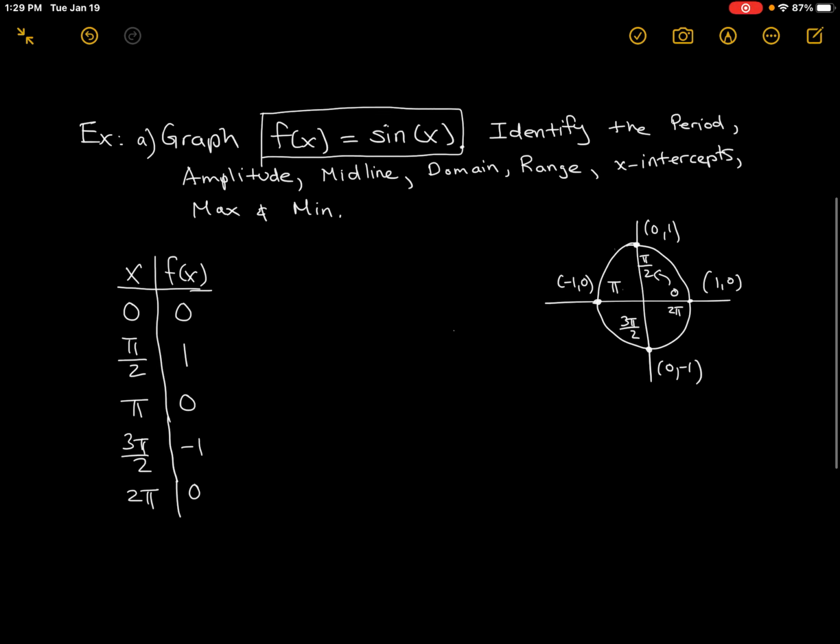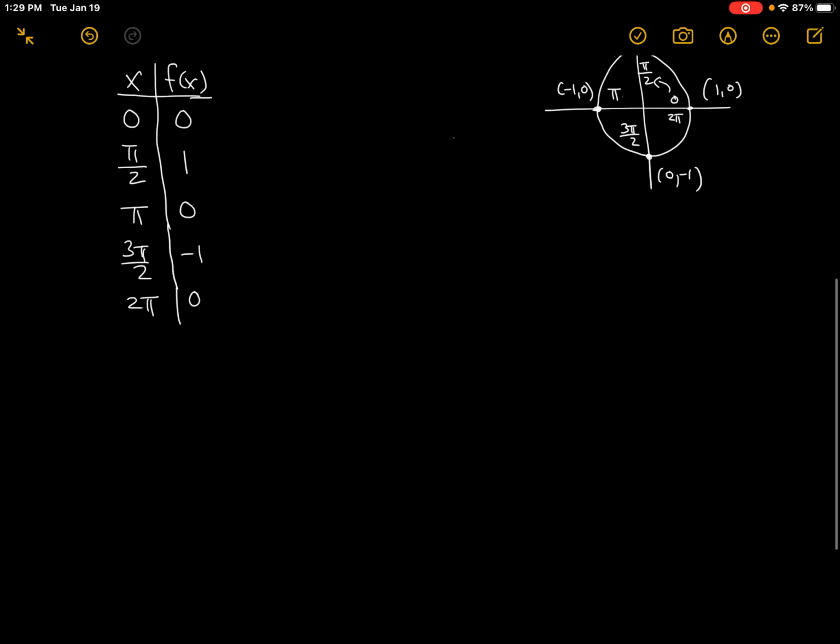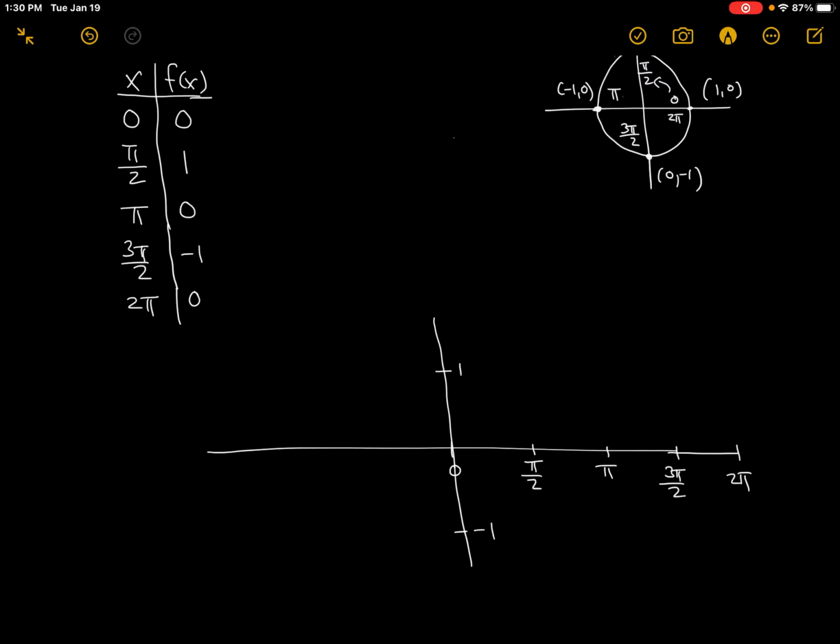Okay, so let's take a look at what this graph looks like when we graph it. We have 0 radians, pi over 2 radians, pi, 3 pi over 2, and 2 pi. The maximum y value that we have is 1. The minimum is -1. So at 0, it's 0. At pi over 2, it's 1. At pi, it's 0. At 3 pi over 2, it's -1. And 2 pi is 0.